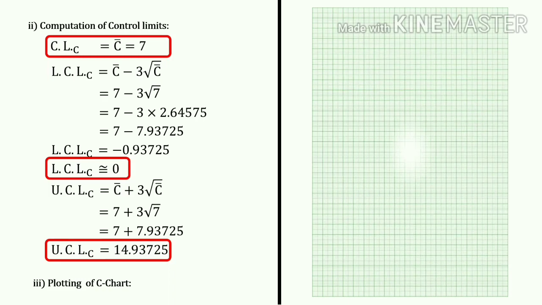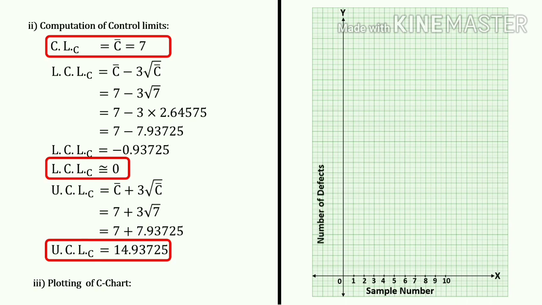We know the graph paper. First we prepare the x and y axes, horizontal x, vertical y. We will take the sample number along the x axis. There are 10 samples, so we put 1, 2, and so on up to 10 on the x axis. Along the y axis we take the number of defects, because we are preparing a C chart.